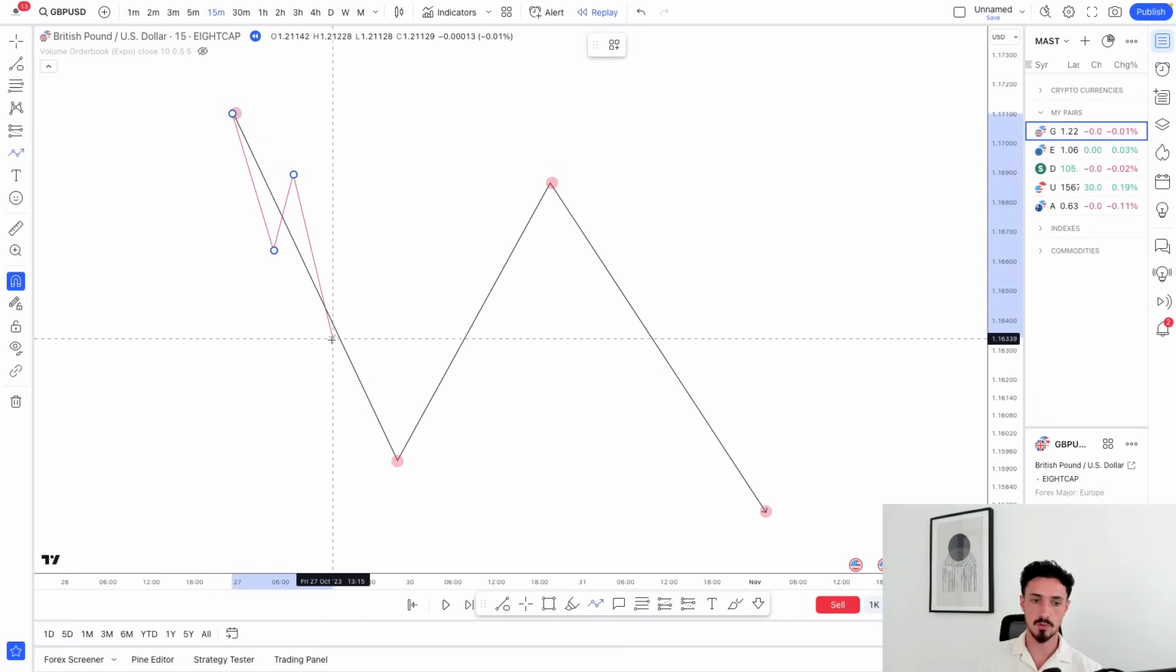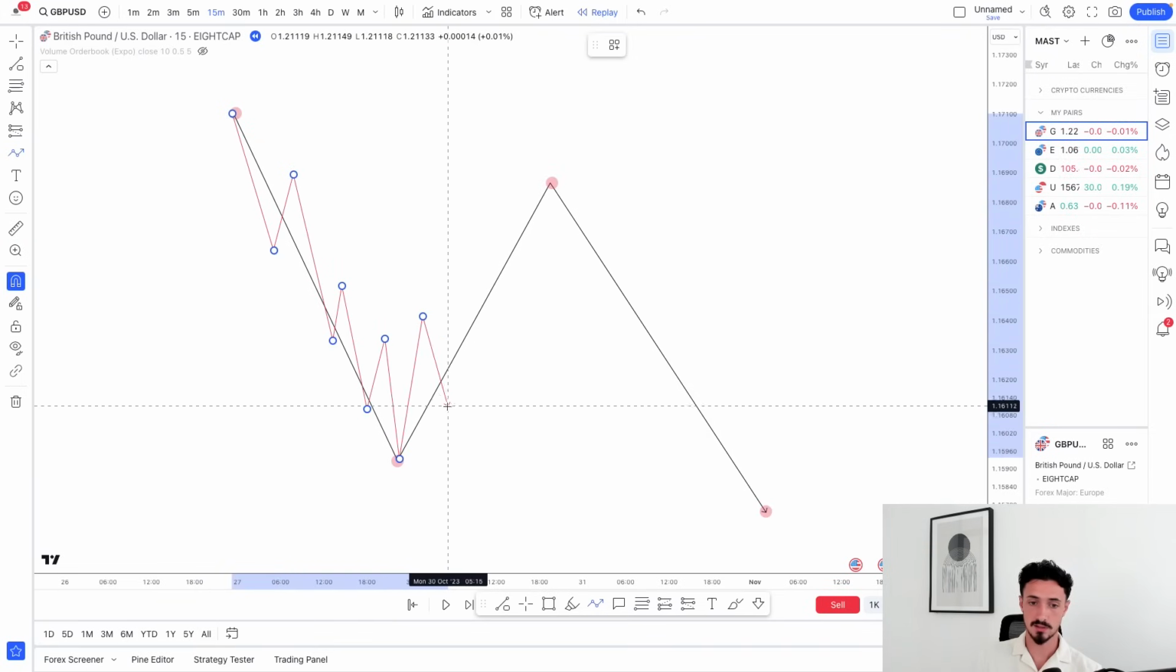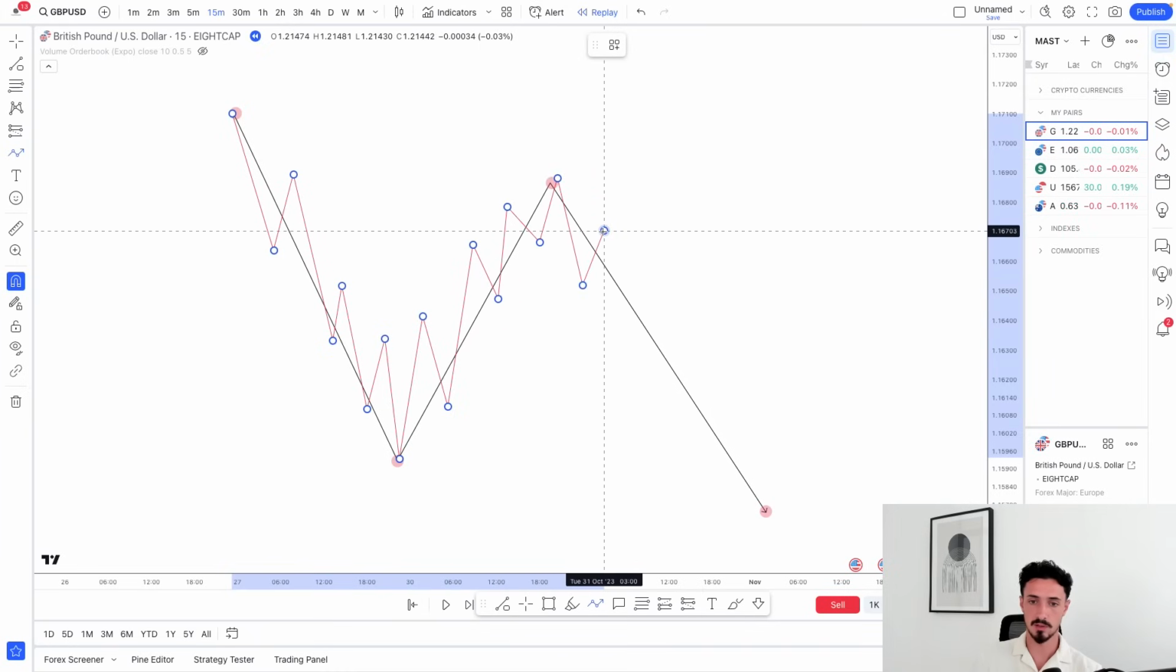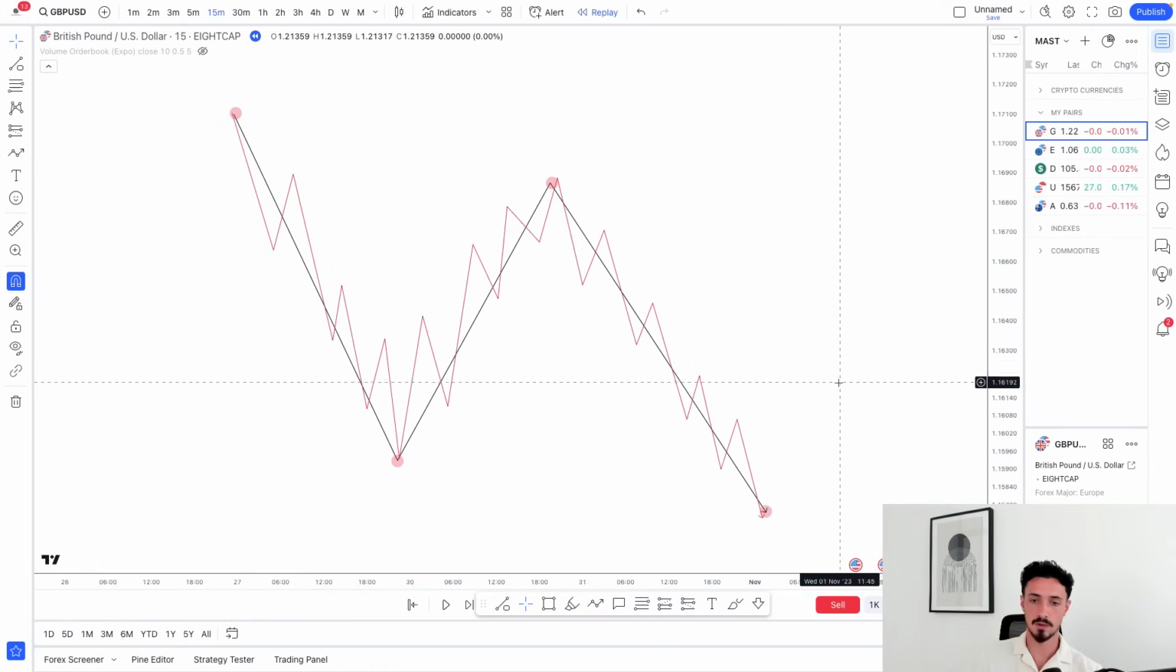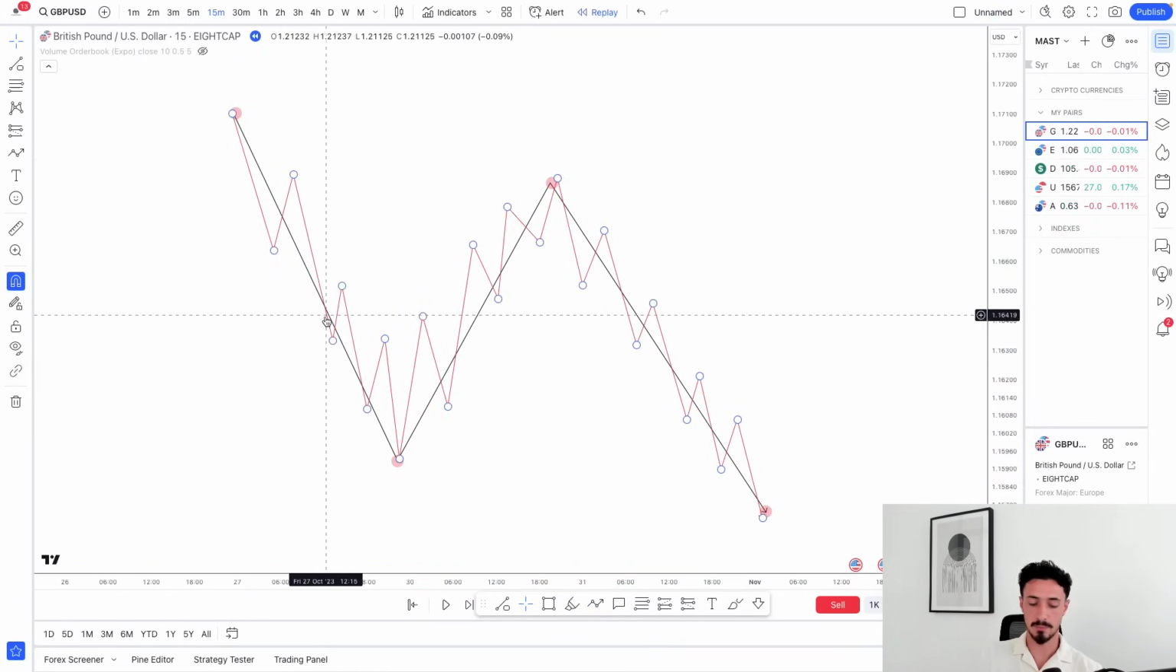The M1 is also offering lower lows, lower highs, lower lows, higher highs, higher lows, and so on, alternating between higher and lower highs and lows, ending in a lower high and lower low, right? So this red represents the M1 and this black represents the M15.